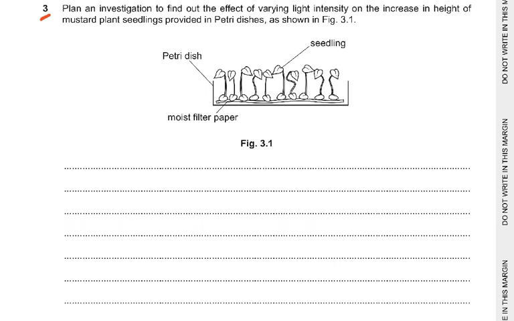Last question is the planning question. So plan an investigation to find out the effect of varying light intensity on the increase in height of mustard plant seedlings provided in petri dishes as shown in figure 3.1. So moist filter paper, petri dish and seedling. Now, what you're going to change is the light intensity. So at least three different light intensities used. Then how would you change the light intensities? Move the lamp, or you can add different bulbs, or you can have a dimmer switch. Then light source from above only. Then the same time between measurements. Then control the variable, same volume of water or nutrient.